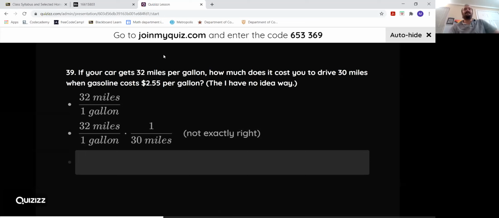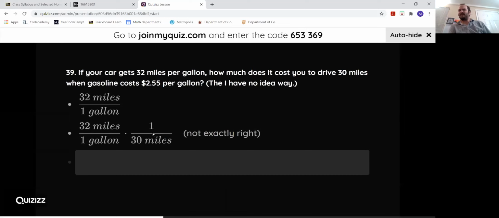So I know I've got 32 miles per gallon. The next thing I see here is 30 miles. I don't have anything to compare it to, but I know I want to get rid of miles with miles. So I know I need to set these up like sort of like catty corner with each other, right? One on top, one on bottom. So that's the name of the game here. It's basically set one on top, one on bottom, get them to cancel out.